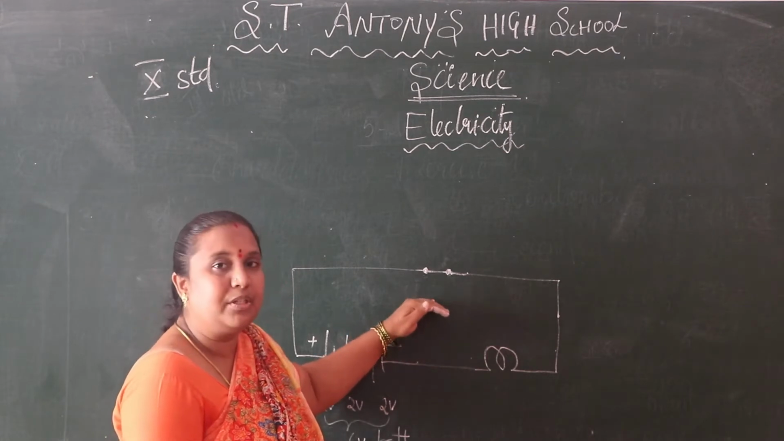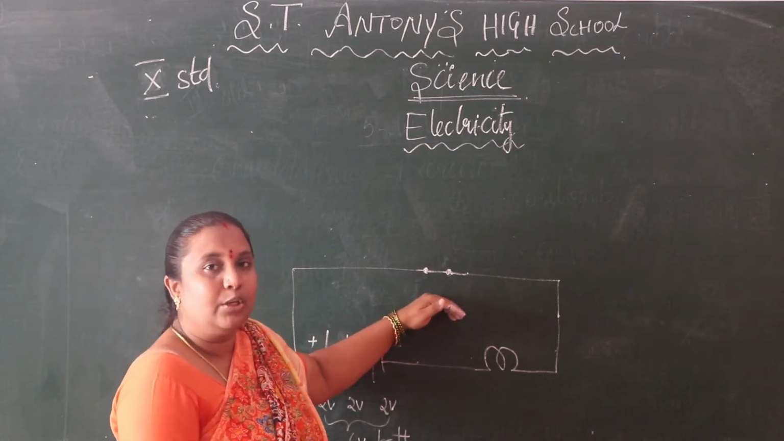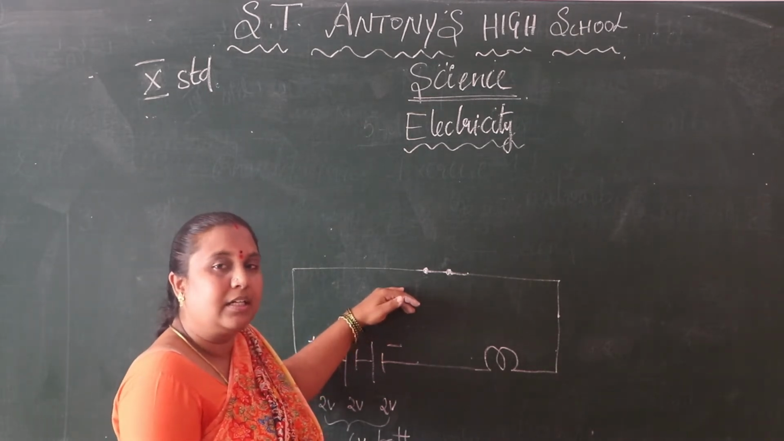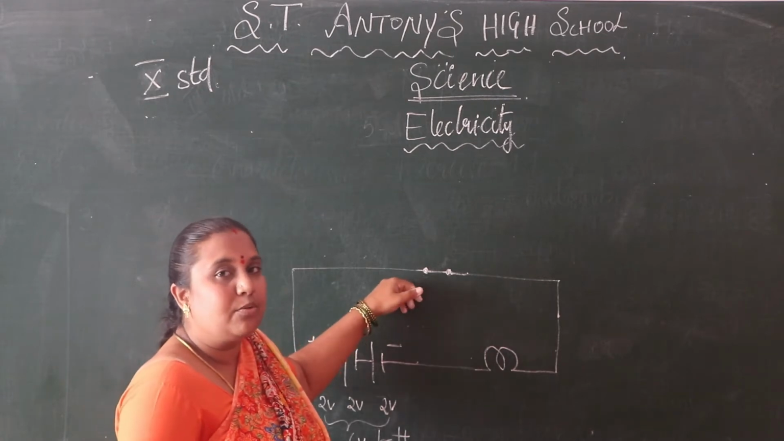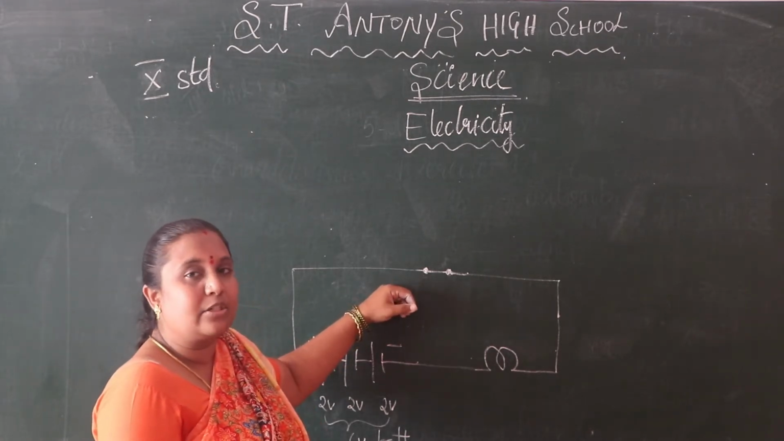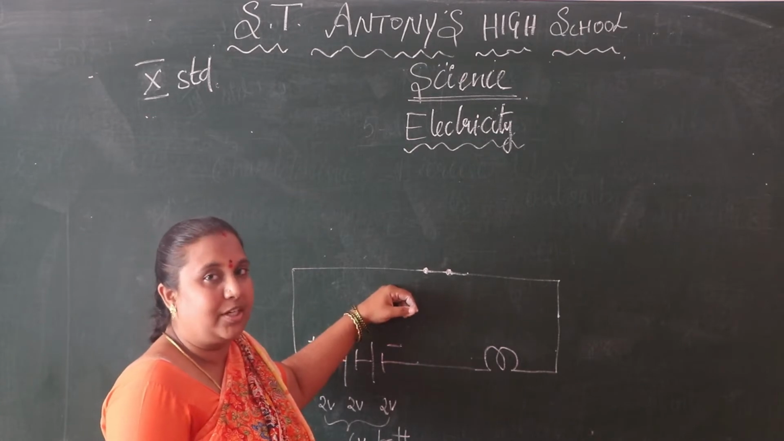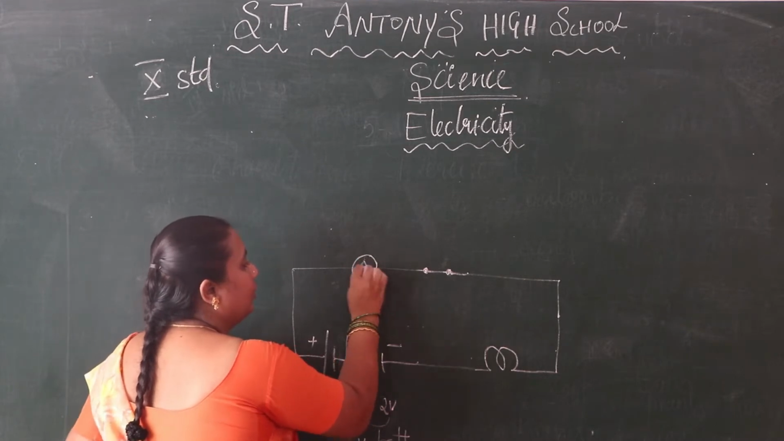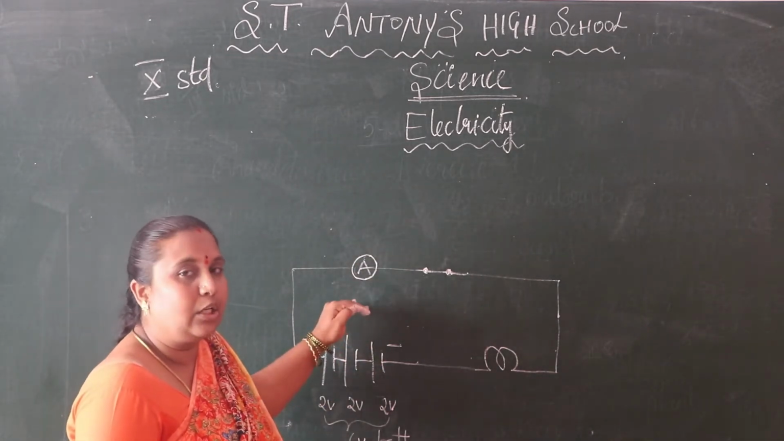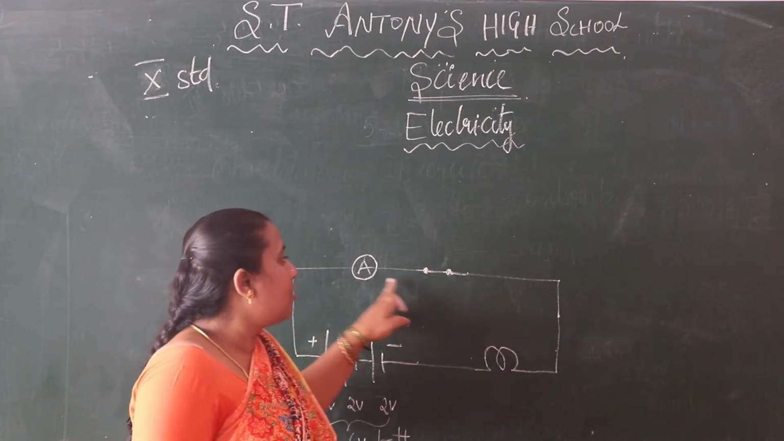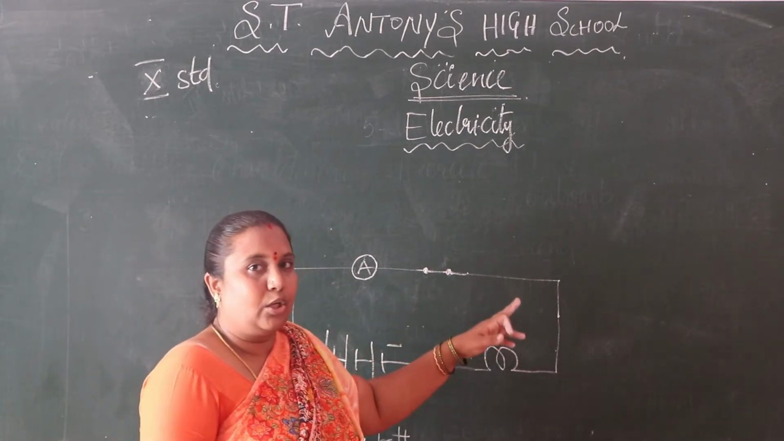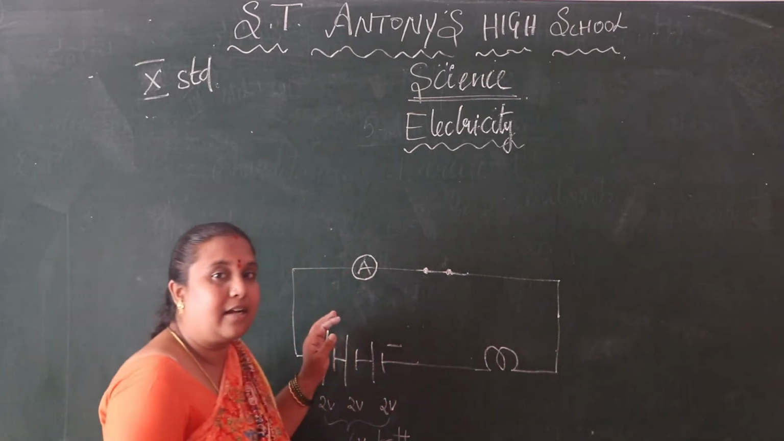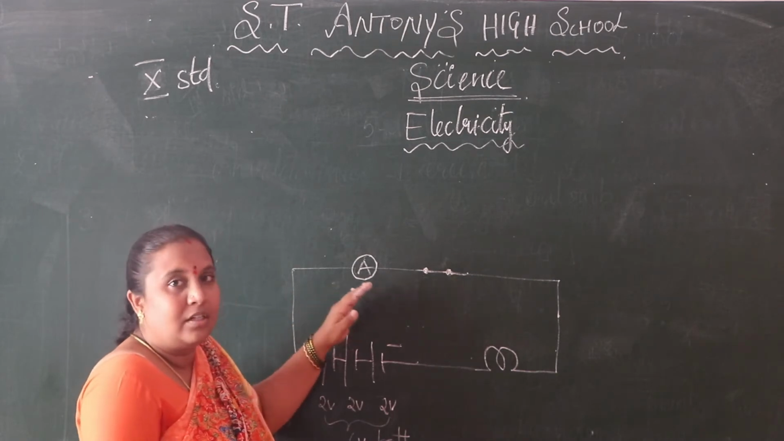How do we measure the current? Using an ammeter. An ammeter is an instrument used to measure the electric current in the electric circuit. The ammeter is always connected in series in the circuit. Children, understood this concept now? So this is a schematic diagram of an electric circuit.